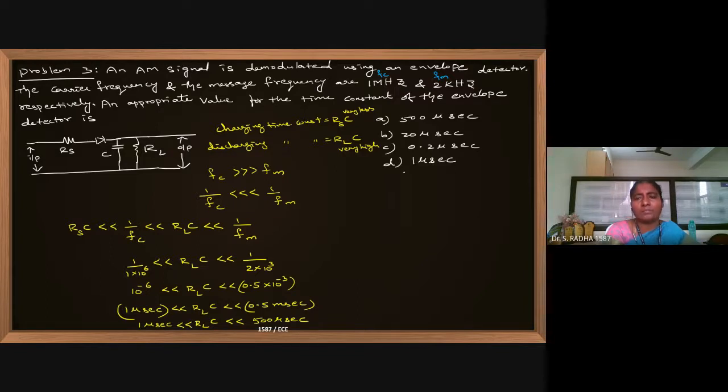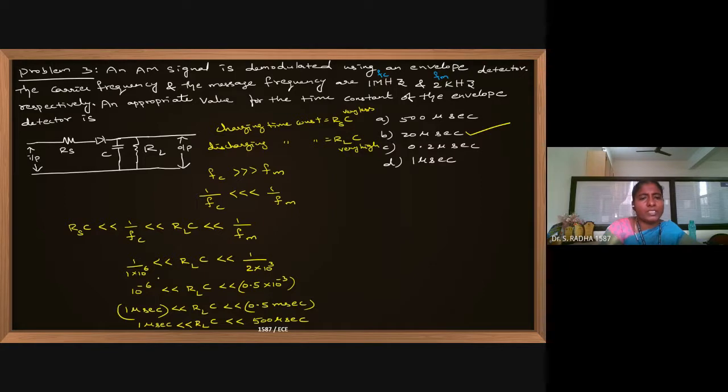You can see the options. Option A cannot be the answer because it is not equal to, it must be less than 500 microseconds. Option D cannot be the answer because it should be greater than 1 microsecond, not equal to. Now 0.2 microsecond, option C, is less than 1 microsecond, so this is also not the answer. Now 20 microseconds is the correct answer. It lies between 1 microsecond and 500 microseconds.